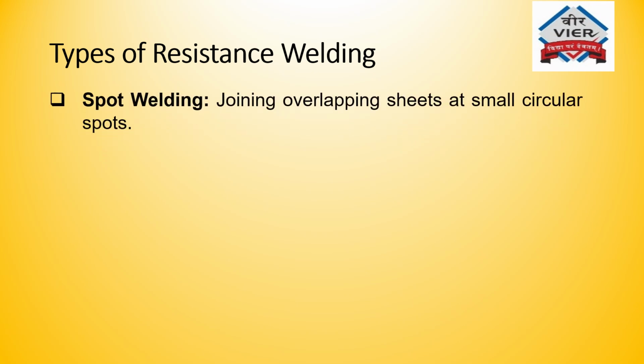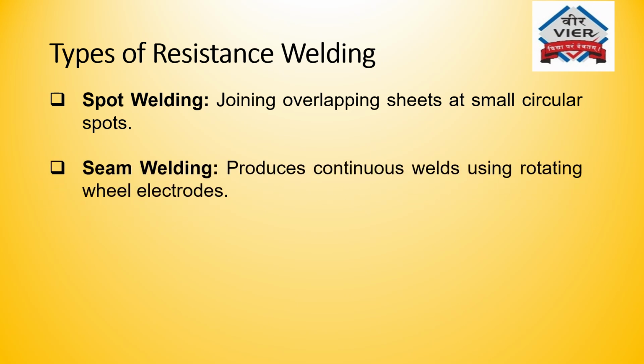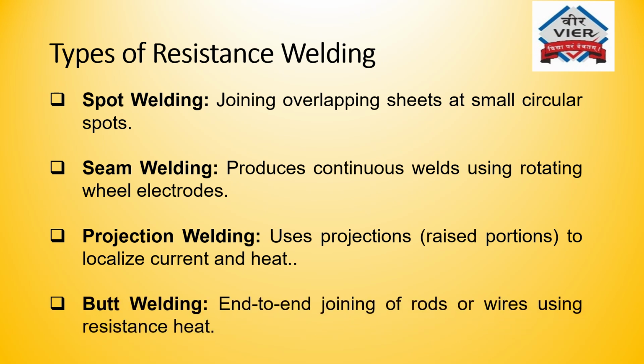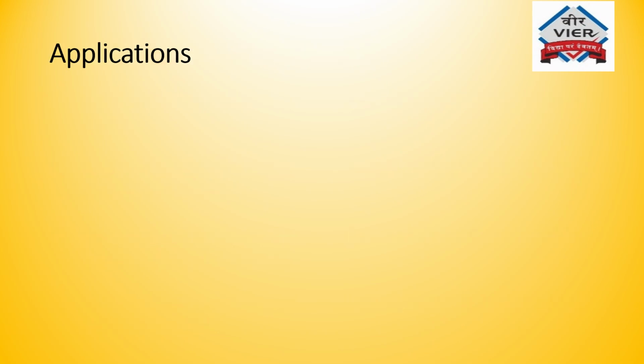There are different types of resistance welding. The first one is spot welding, joining overlapping sheets at small circular spots. The second one is seam welding. It produces continuous welds using rotating wheel electrodes. The third one is projection welding, which uses projections or a raised portion to localize current and heat. And the fourth one is butt welding, end-to-end joining of rods or wires using resistance heat.